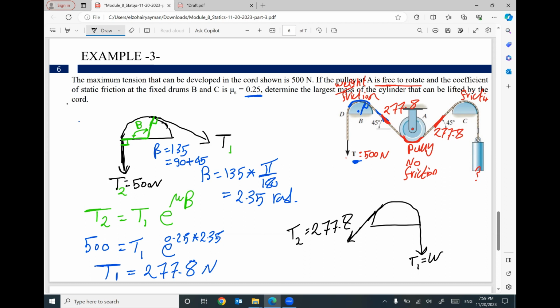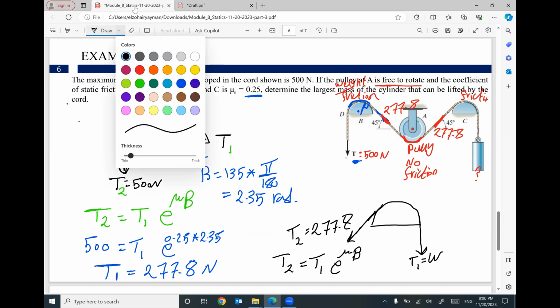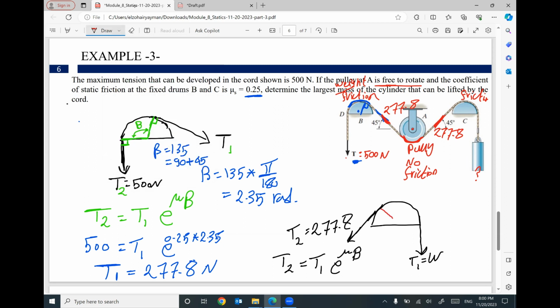If you assume this is T2, this one will be T1. The relationship is T2 equals T1 times e to the power mu times beta. So for beta, you have to draw perpendicular to this force T2 and perpendicular to this force T1. This is your angle beta. I think it will equal 135 also. So 135 degrees equals 2.35 radian.